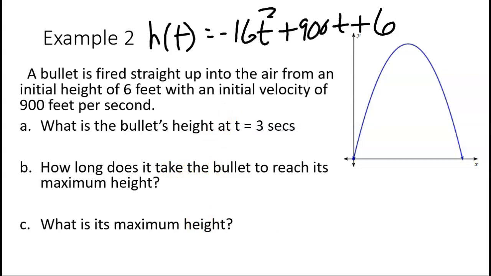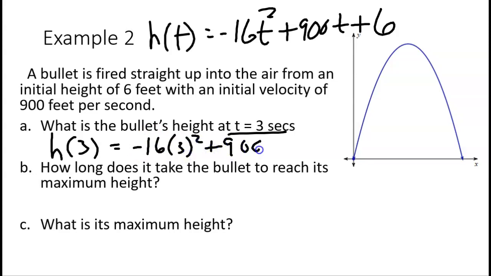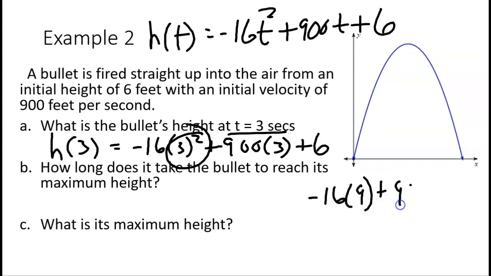Well, let's go ahead and calculate it. Here's how you do that. You're going to plug 3 into the t value for time, because this is a time, right? So we're going to plug 3 in for the t. And all we have to do is simplify it. Okay, so exponents are first, right? So I'm going to do that. That's going to be 9. So we have negative 16 times 9 now. Next, we're going to multiply.